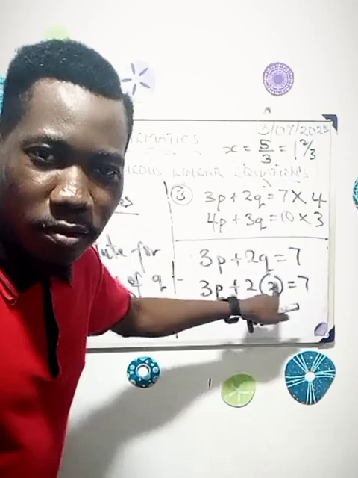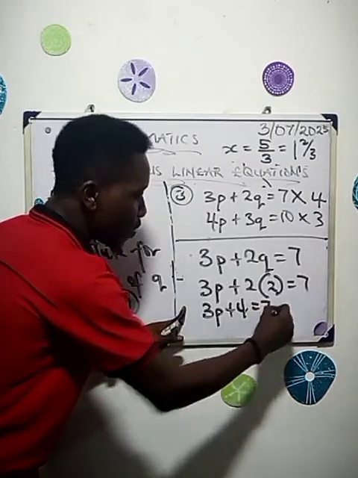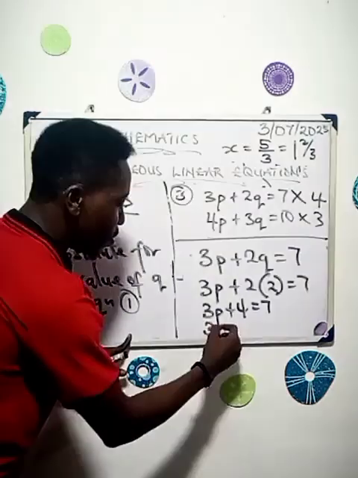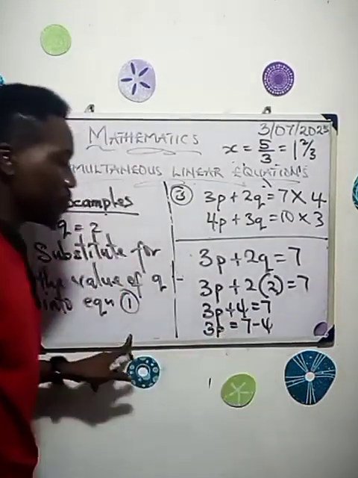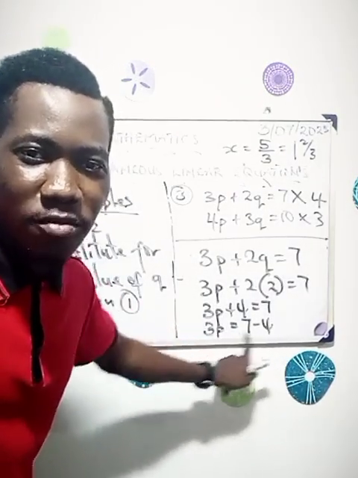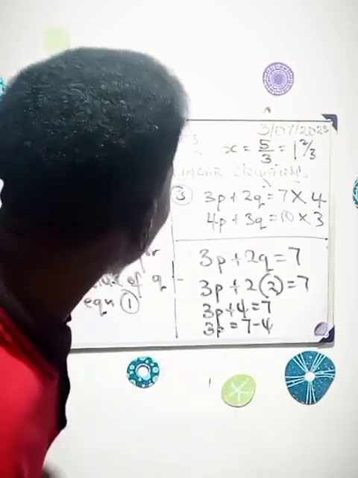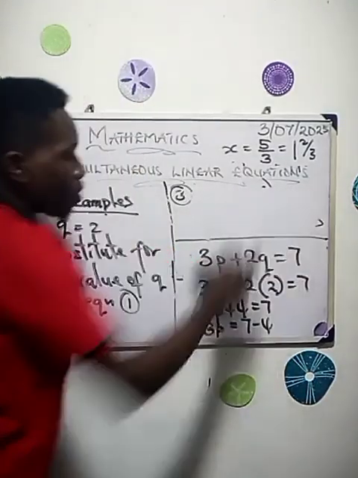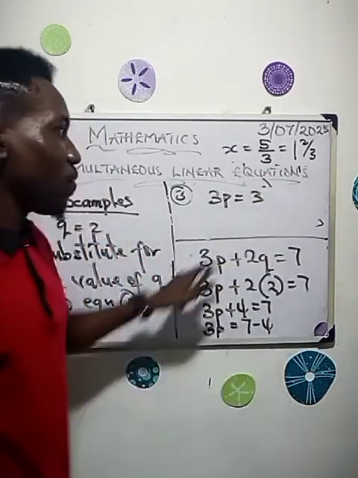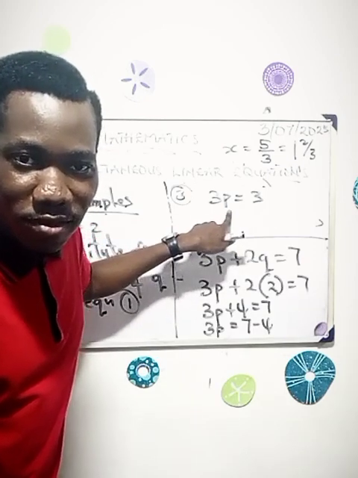Now what's the next thing? Multiply this: 2 times 2 is 4. So we have 3P plus 4 equals 7. Then we subtract 4 from both sides. That's take 4 over. So you have 3P equals 7 minus 4. And what's 7 minus 4? 7 minus 4 is 3. So 3P equals 3. And what's the next thing? For us to get the value of P now, we'll divide both sides by the coefficient of P, which is 3.